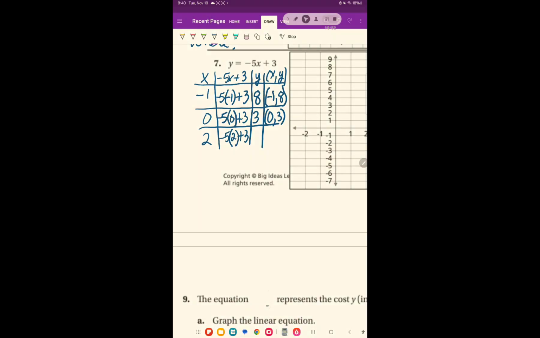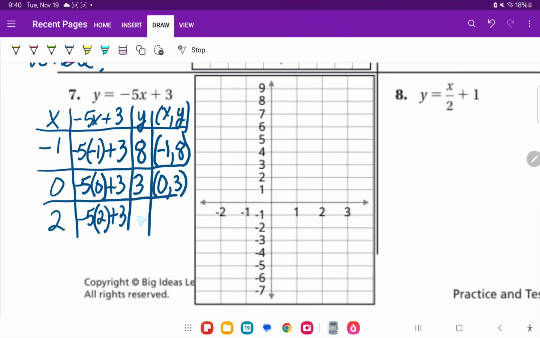So I'm going to switch back over here, and I'm going to put -7 in for my y. So that's 2, -7, like that. Let me rewrite that a little bit.